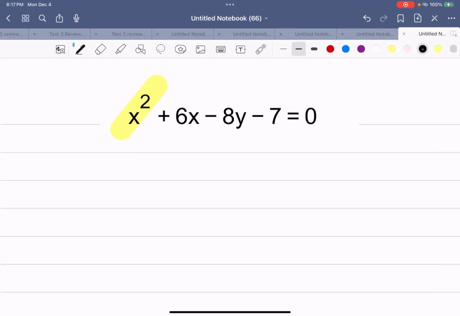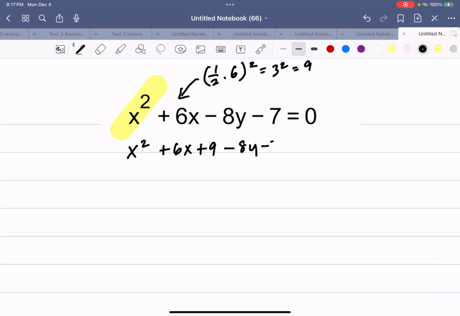So I'm going to need to add 1/2 of 6 squared. That's 3 squared, which is 9. So x squared plus 6x plus 9 minus 8y minus 7 equals 0 plus 9. If you add 9 to one side, you must also add 9 to the other side. So that's really important. 9 on this side means 9 on this side.